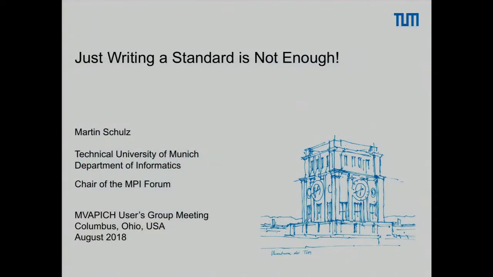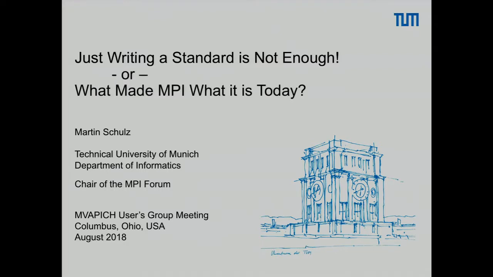So there's a bit of background on where I come from, but I really want to spend the time now to talk about the MPI standard and what it takes to write the standard, and also where we're going. So basically, the subtitle is what made MPI what it is today, and then of course also how can we continue this, and what else do we need to do to keep MPI going.